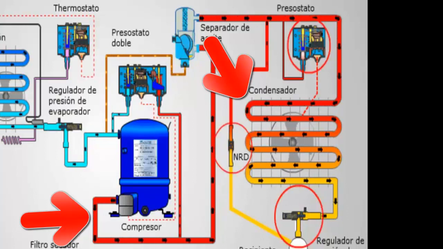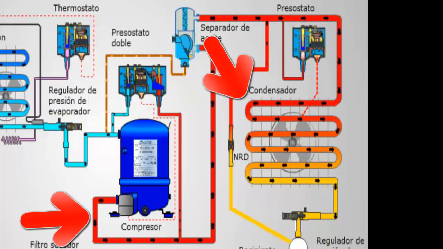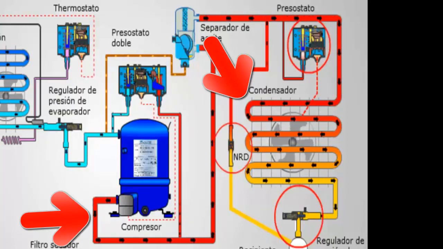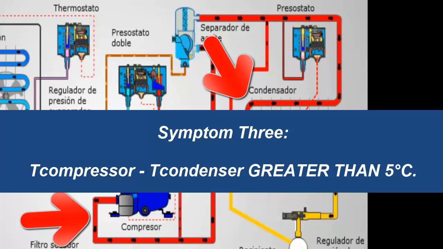If the difference between these two values is also giving us close to 10 degrees Celsius, above 5, approaching 10, then that is another third characteristic that the system lacks refrigerant gas. In systems, normally, when there is no lack of gas, the temperature of the compressor output is similar to the temperature that the refrigerant gas has at the entrance of the condenser.